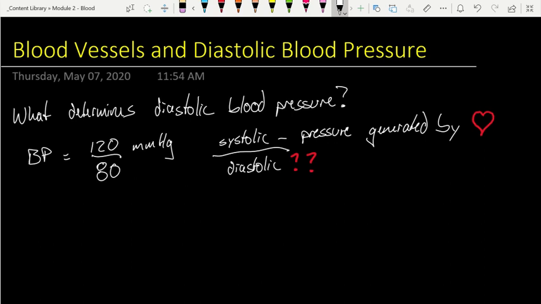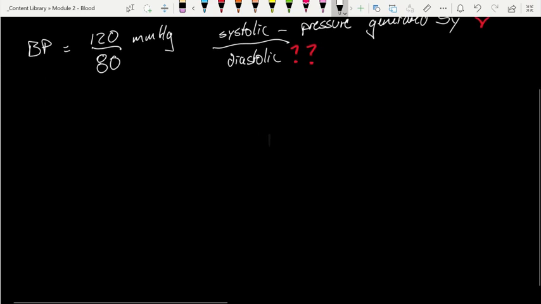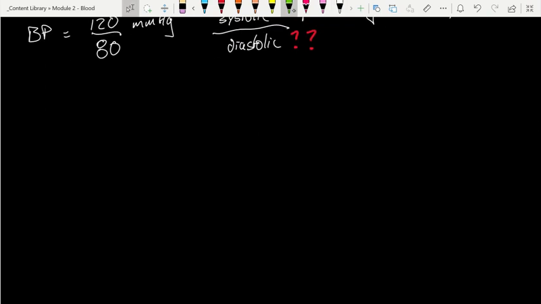Where does that pressure come from? What generates it? And how does the body regulate it? And of course, why is that pressure even necessary? Why do I need a diastolic blood pressure? Well, to begin to understand this, we want to understand first and foremost the true relationship between pressure, flow, and volume.